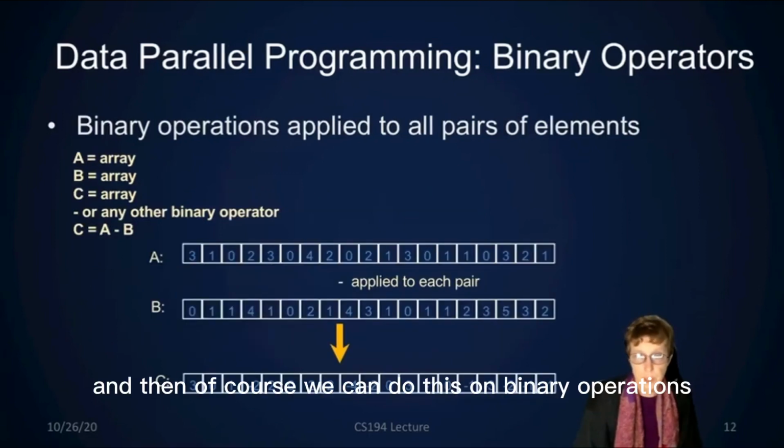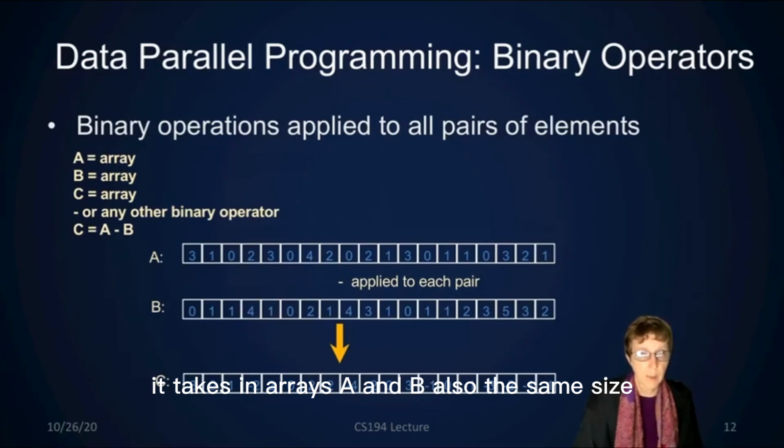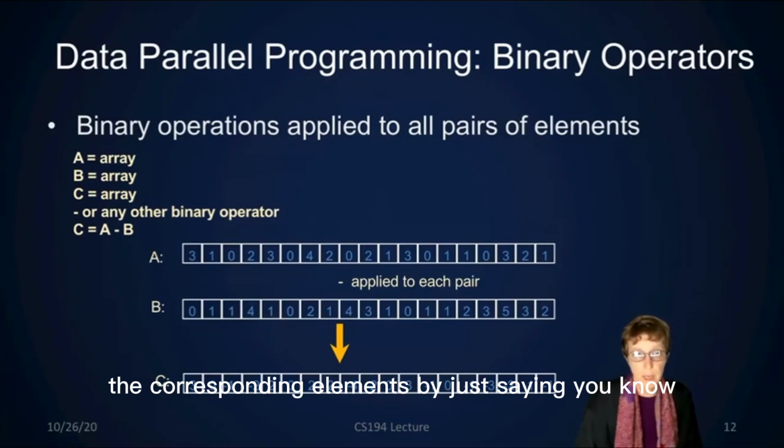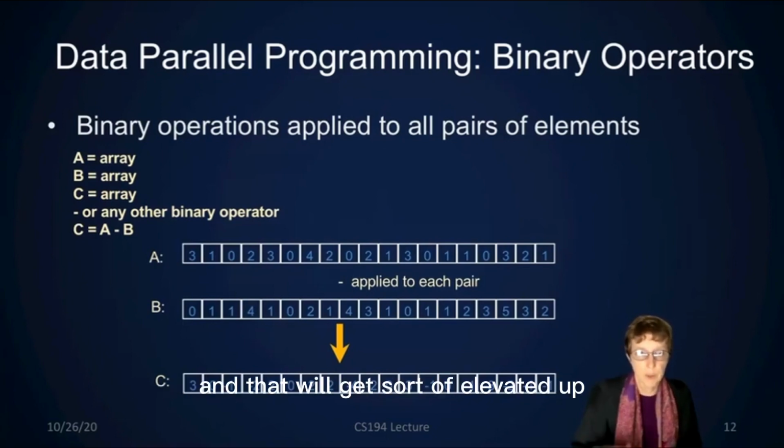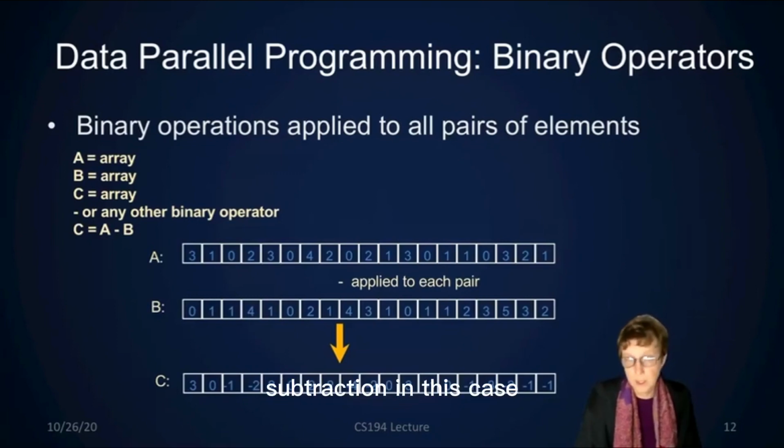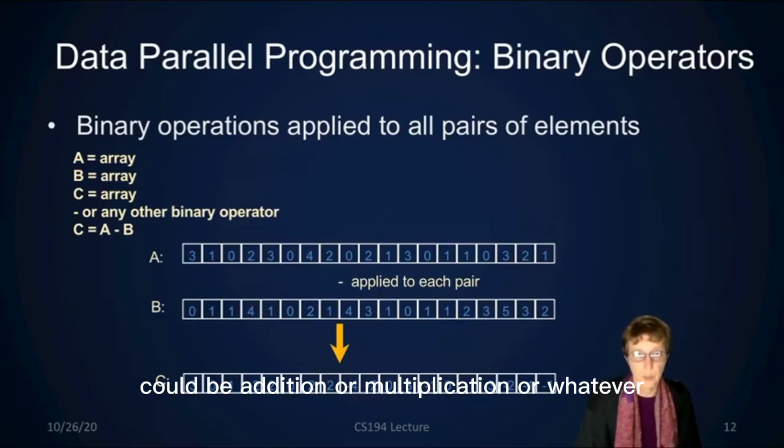And then, of course, we can do this on binary operations. One binary operation could be a minus operation. It takes in arrays A and B, also the same size, and then subtracts the corresponding elements by just saying A minus B, and that will get elevated up to an array operation, which does element-wise subtraction. In this case, it could be addition or multiplication or whatever.